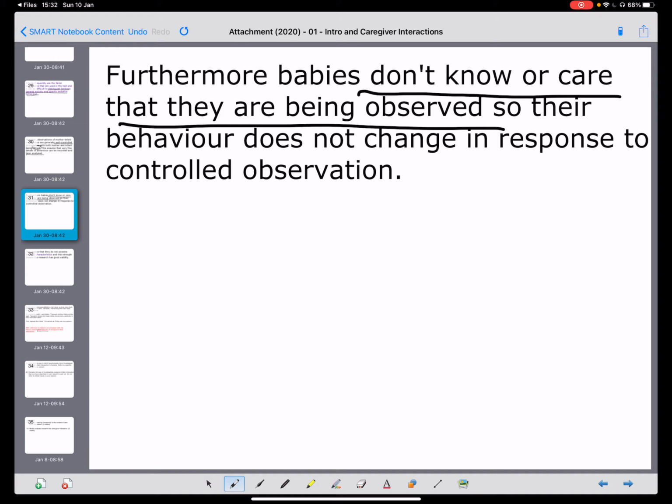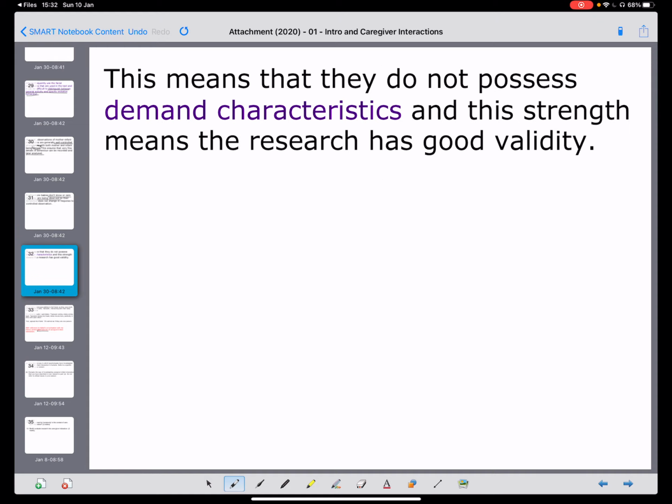So there we have it. We have this understanding that researching babies is difficult, but also quite good because of the demand characteristics that they don't have. And so, of course, any research may well be valid. It's maybe the mother that we have to question in terms of this.